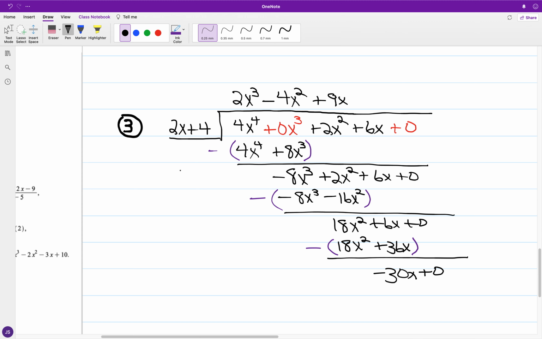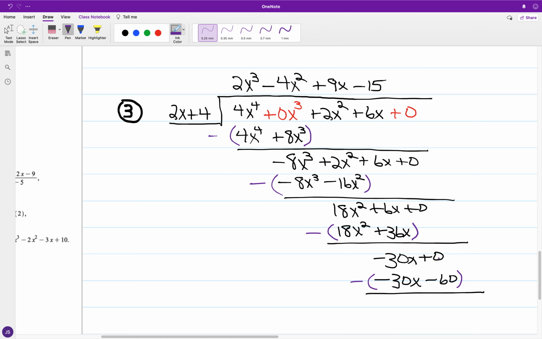Plus 0, and once more, okay, so I'm taking 2x into 4x to the 4th, then negative 8x cubed, then 18x squared, and finally negative 30x, negative 15 times. And distributing, we want to have negative 30x minus 60, and applying the subtraction once more. Okay, so we have 0 plus 60. So this will be 60.